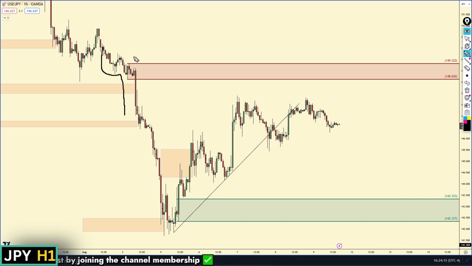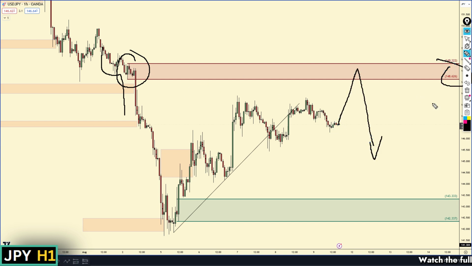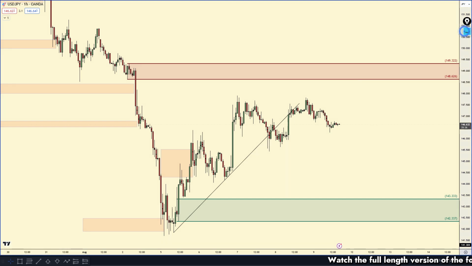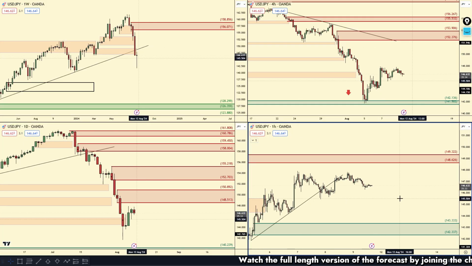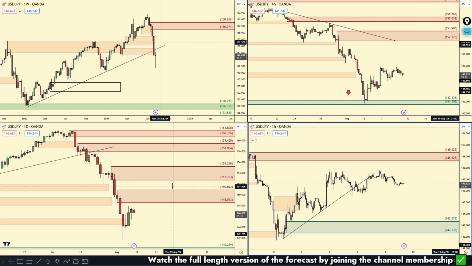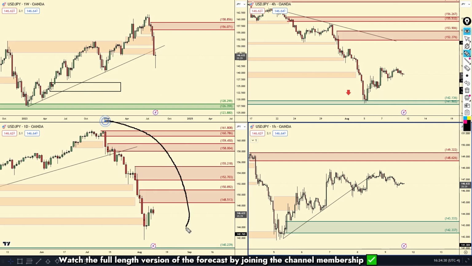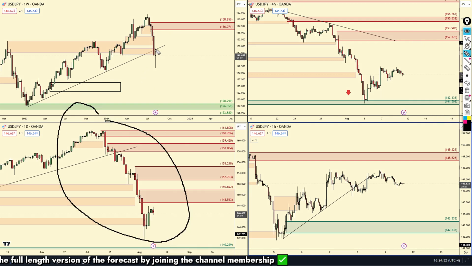There is a drop-base-drop 1 hour supply that's embedded inside the daily supply at 148.62. If you are bearish, again, that would be a decent little 1 hour supply zone to potentially look for shorts at. But overall, guys, we don't really have a daily trend to the downside. However, the momentum is down. We just broke a weekly trend to the upside. So look, I am bearish the USD/JPY. I'm bearish the dollar overall.